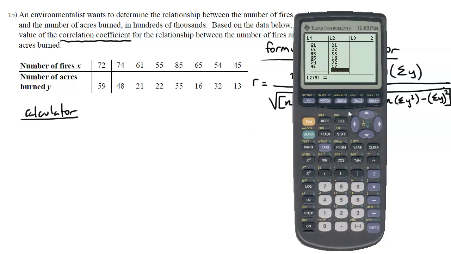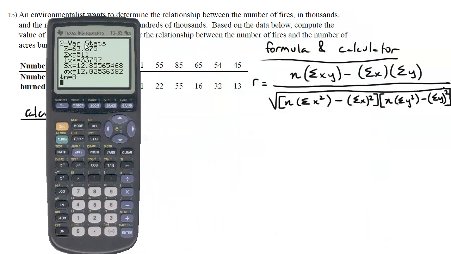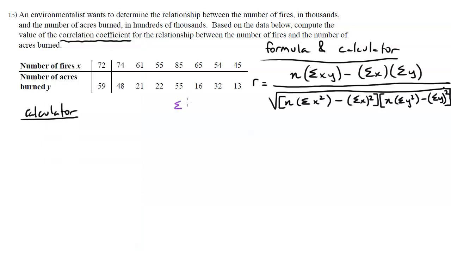Now look at the niceness that I am about to do. I go to Stat, because I want to do a calculation, and I go to two variable stats because I've got an x value and a y value. Hit enter. And look at all the information that I get. I get the mean of the x values. I get the sum of x, 511. So let's write that. The sum of x is 511.